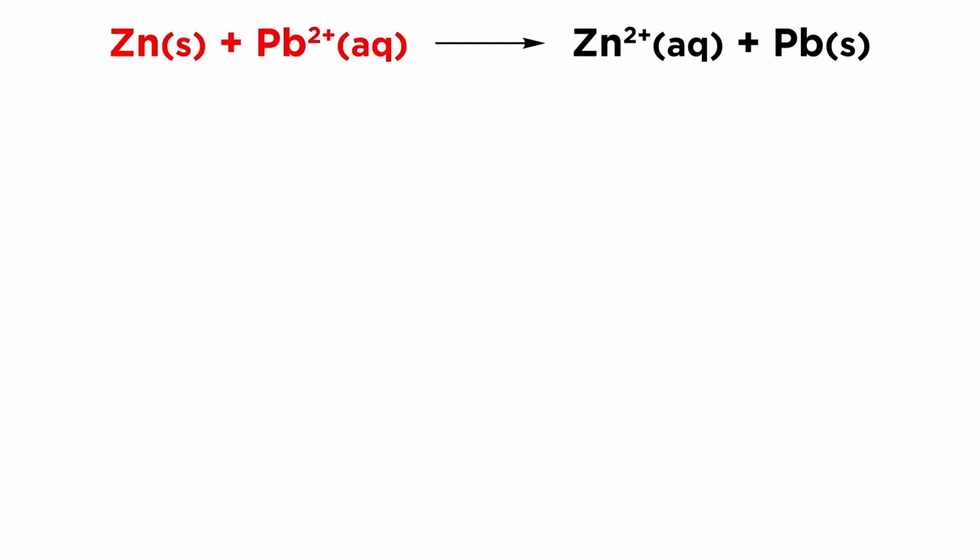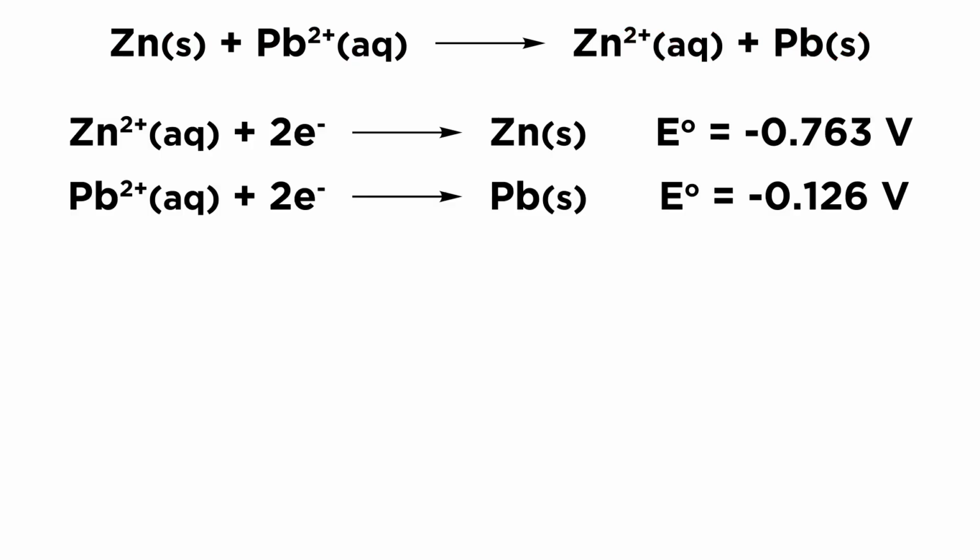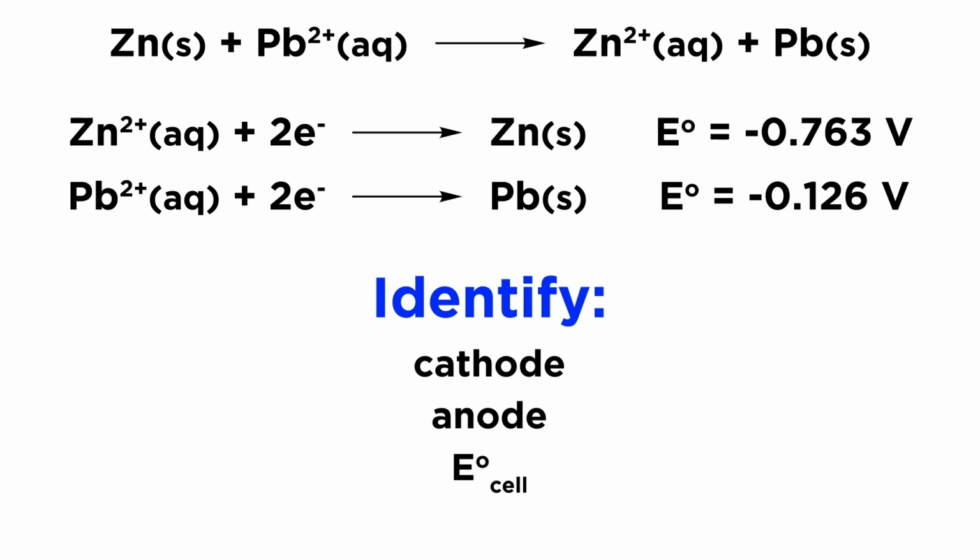We have zinc solid and lead 2 plus going to zinc 2 plus and lead solid. Given the standard reduction potentials for zinc 2 plus and lead 2 plus of negative 0.763 and negative 0.126 respectively, identify the reaction at the cathode, the reaction at the anode, and the standard cell potential.